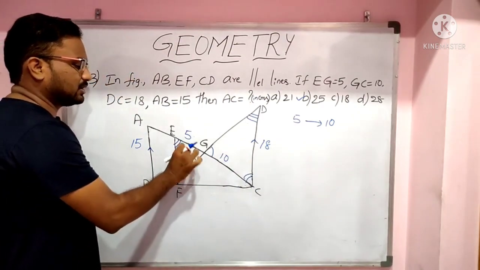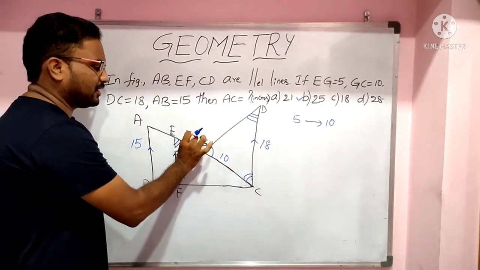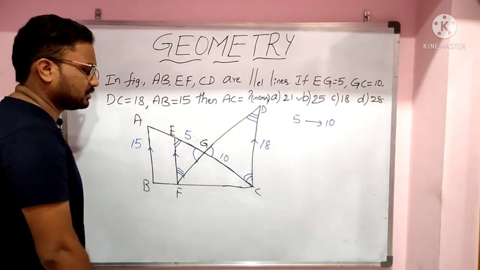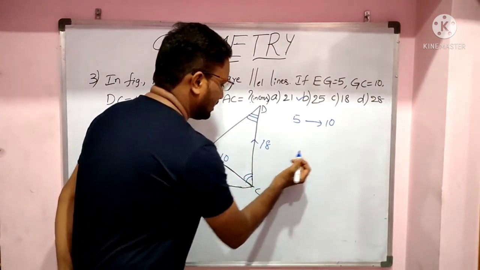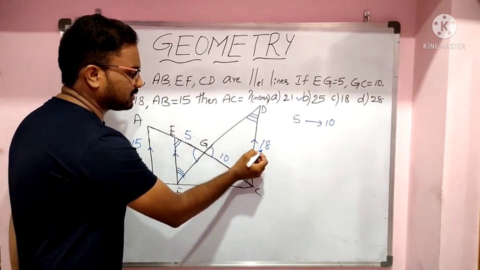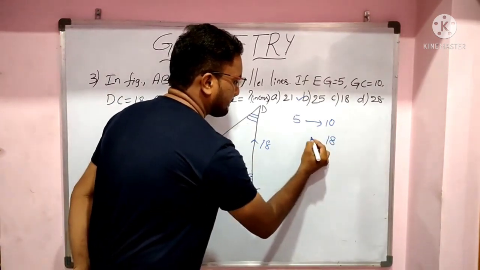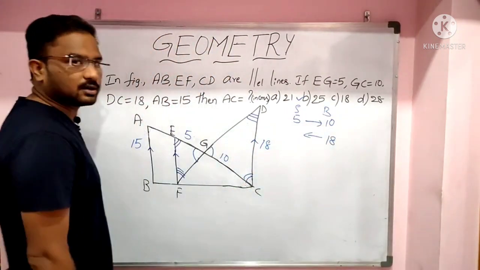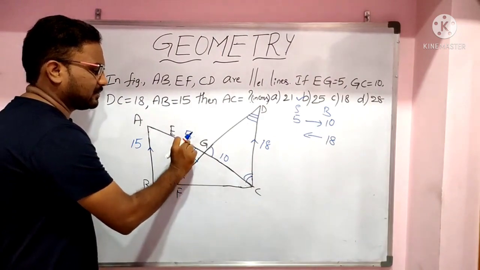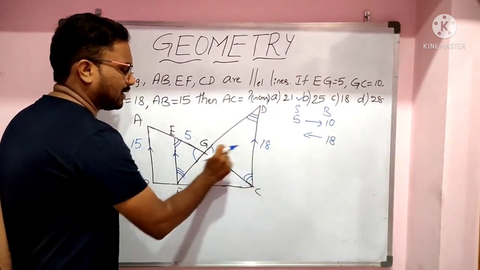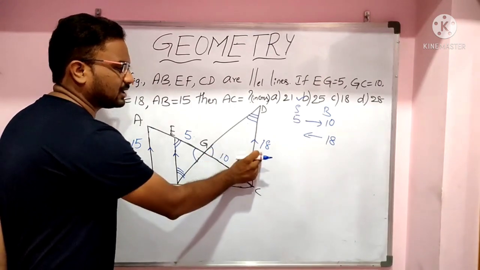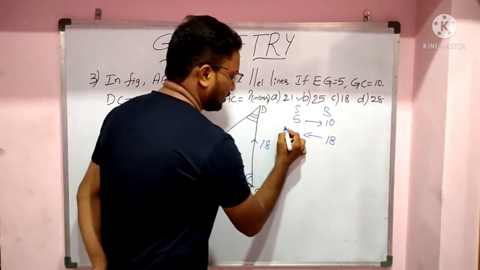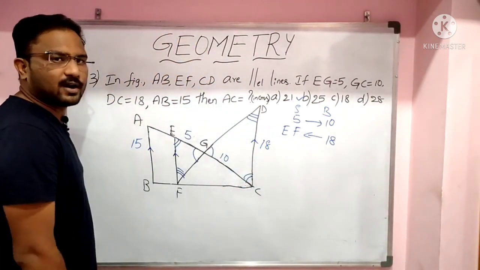So these two triangles are similar. In the small triangle, 5 becomes 10, the bigger triangle. In the bigger triangle, we have the side corresponding to this angle is 18. This is the smaller triangle and this is the bigger triangle. So in this triangle 5 becomes 10, and in the bigger triangle the side opposite to this angle is 18. In this triangle, the side opposite to this angle is EF. So we need to find EF.